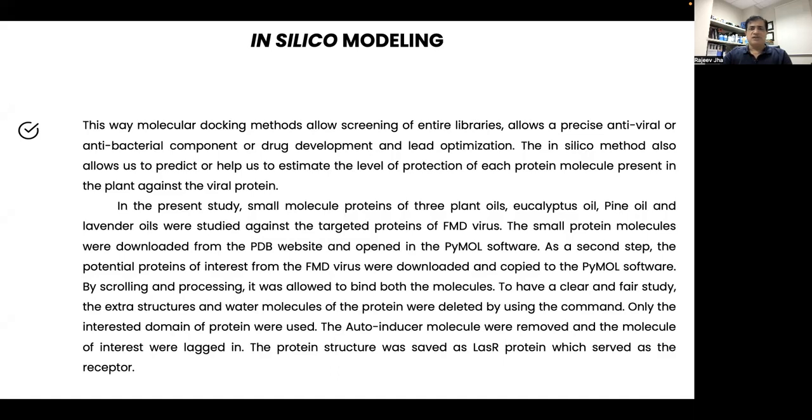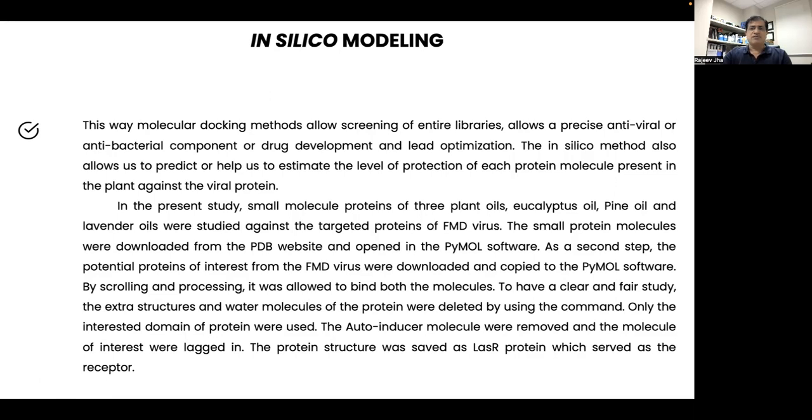In the present study, small molecule proteins of three plant oils, eucalyptus oil, pine oil, and lavender oil, were studied against the targeted proteins of foot and mouth disease virus. A small protein molecule was downloaded from the PDB website and opened in the PyMOL software. As a second step, the potential proteins of interest from the FMD virus were downloaded and copied to the PyMOL software. By scrolling and processing, it was allowed to bind both the molecules.